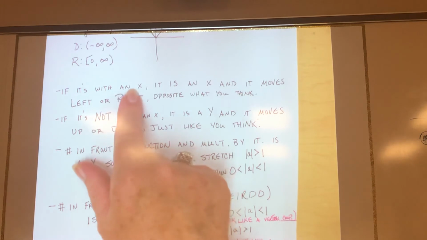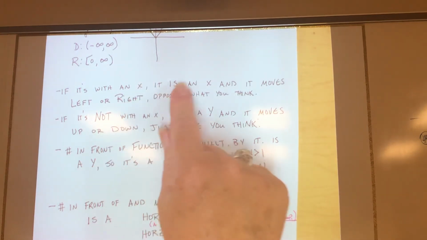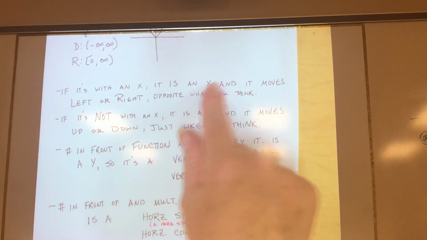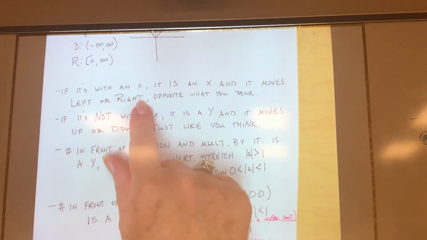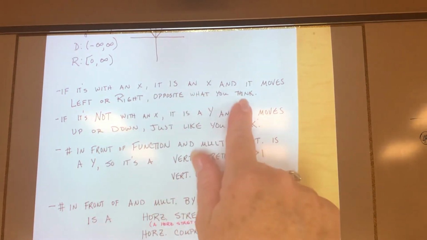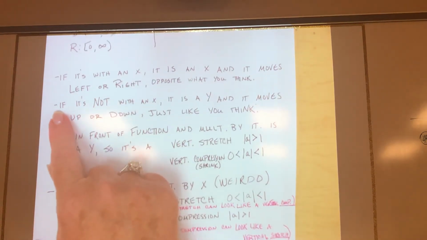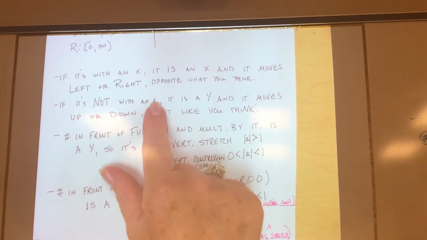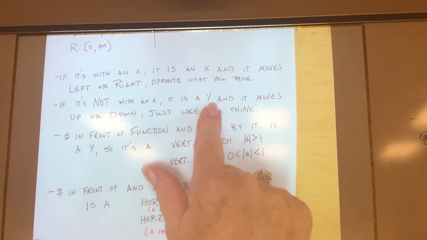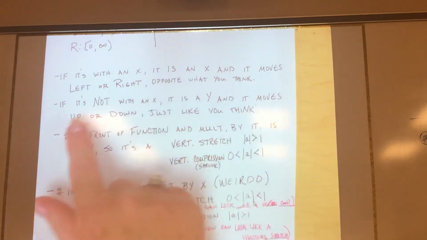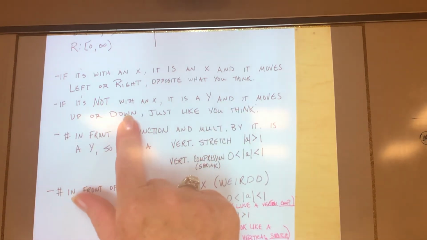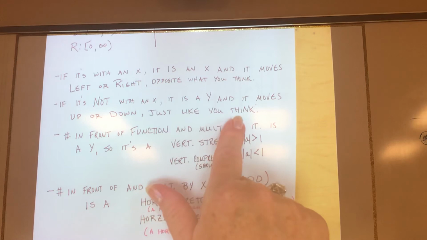If it is with an x, it is an x, and it moves left or right, opposite what you think. Do you agree with that? Okay, the next bullet. If it's not with an x, it is a y. We can't say it's with a y because the y is going to be by itself because you're graphing it. And it moves up or down, like the y-axis, just like you think. Positives go up, negatives go down.